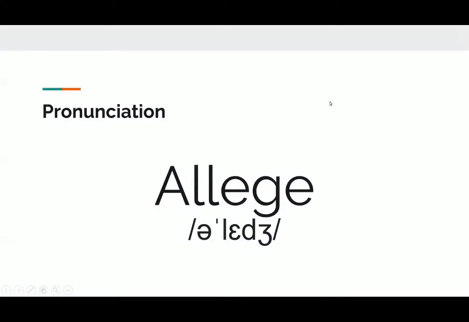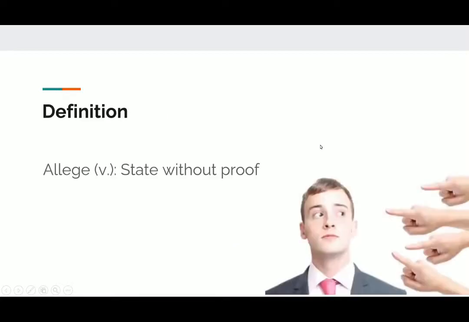The first vocabulary is alert. You can follow me when I read it. This is pronounced as alert. Alert. You can also follow the IPA form here and read it out. Let's continue to the definition of alert. Alert is a verb. It means state without proof. By saying you alert someone, you mean you're stating him without proof.